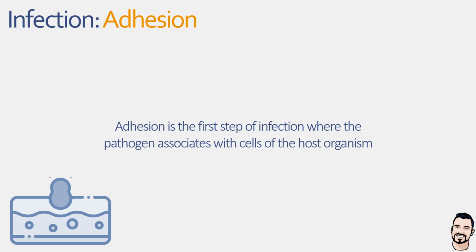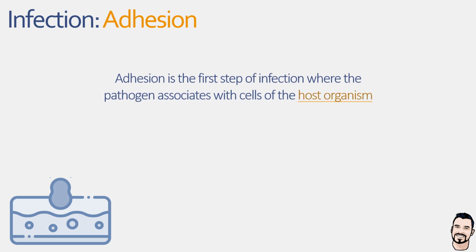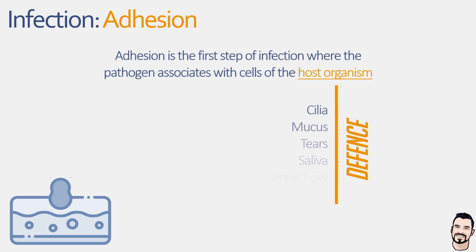Okay, so once an effective dose is reached via the correct portal of entry, it's important to remember that the infection has not yet started and disease has not occurred. At this point, the pathogen must first associate with the host cells, and that initial contact happens through adhesion, which is the first essential step in establishing infection.